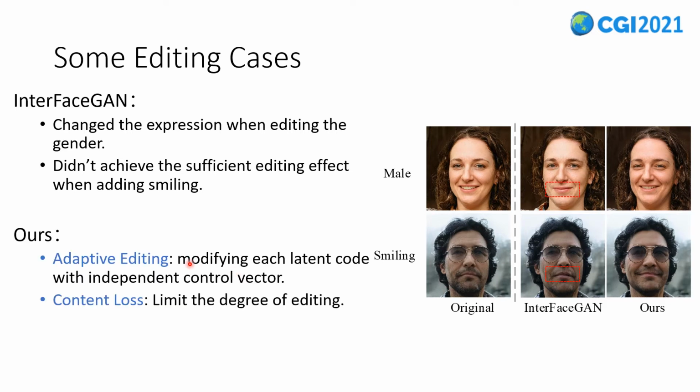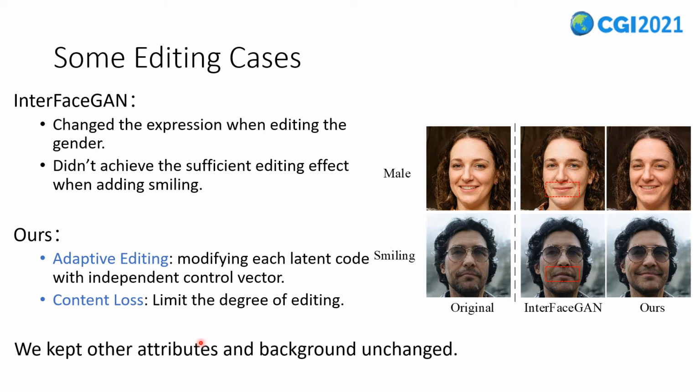Correspondingly, to solve those two problems, we propose two strategies. One is adaptive editing. We modify each latent code with an independent control vector. The other one is content loss. We limit the degree of editing. Through the combination of the two strategies, we kept other attributes and the background unchanged. So, let me show you how we do that.